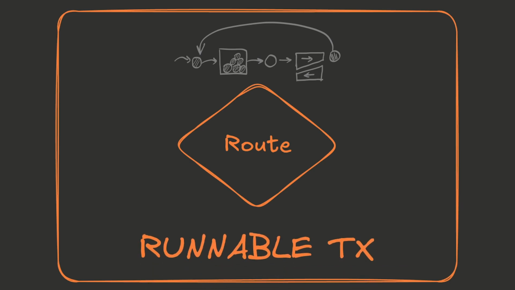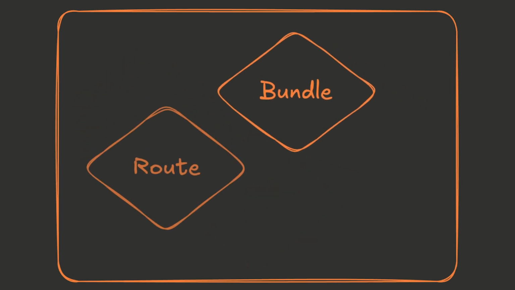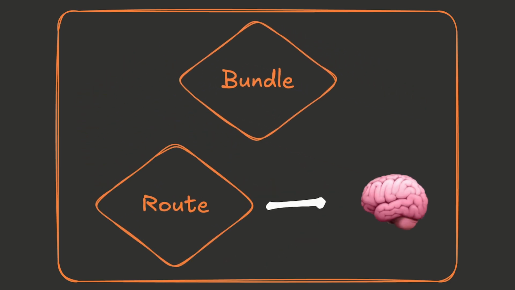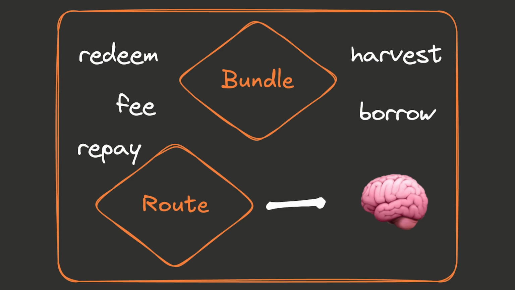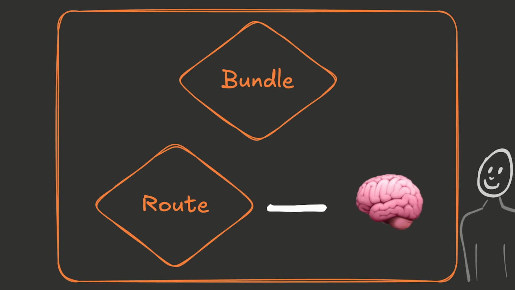Now, for the positions that are stored in contract state rather than represented by tokens, we have a specialized non-tokenized routing endpoint. And last but not least, the Bundle API. Think of it as Route API minus the smarts, giving you more control and freedom to compose DeFi actions such as redeem, harvest, fee, borrow, repay, and other actions we'll check out later. With that, you can create custom route blueprints for reuse or automation.